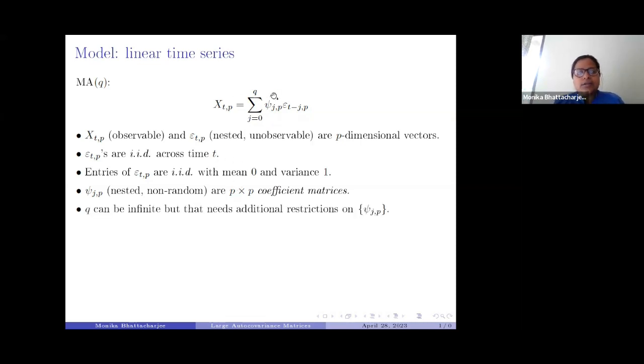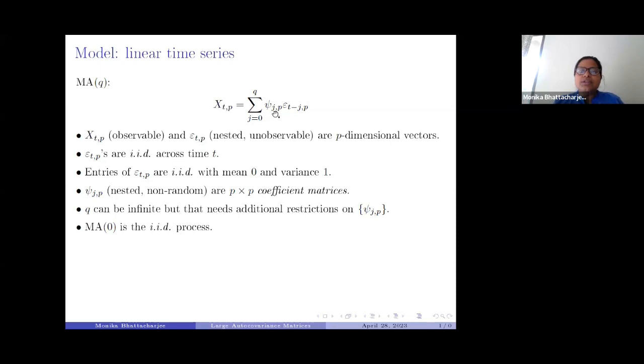Here we consider q, which looks finite, but it can be infinite also. Then the sum will be from 0 to infinity, and we need additional restrictions on the coefficient matrices. For example, we can take the spectral norm or the 1-1 norm of these matrices, depending on which type of problem we are dealing with, whichever is convenient. Then we say that the sum over j from 0 to infinity of the norm of Xi_j is finite. This kind of assumption is needed if we assume q equals infinity.